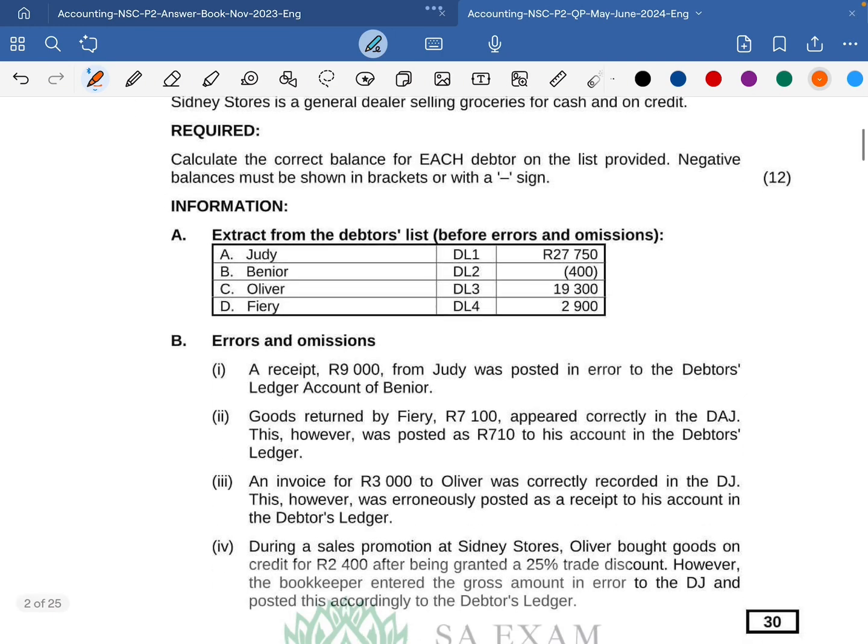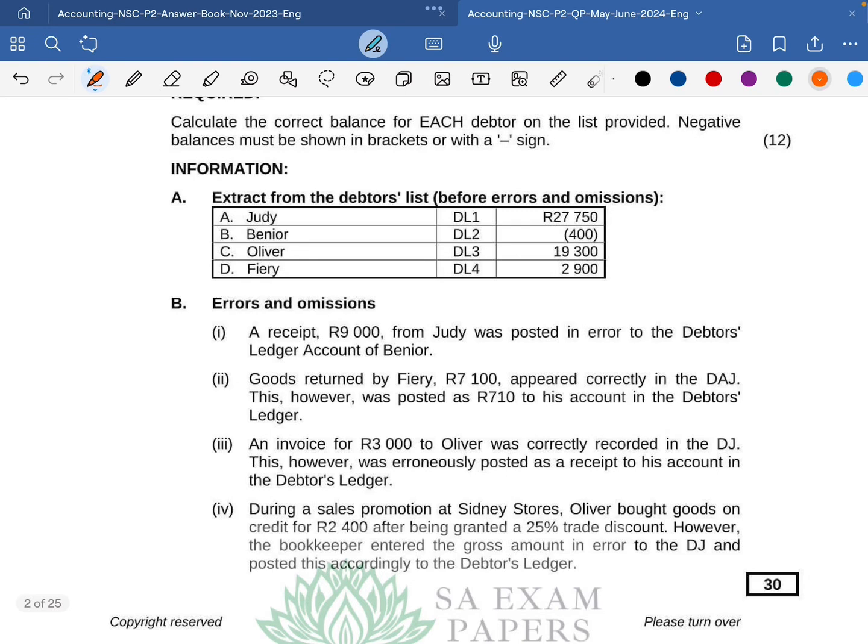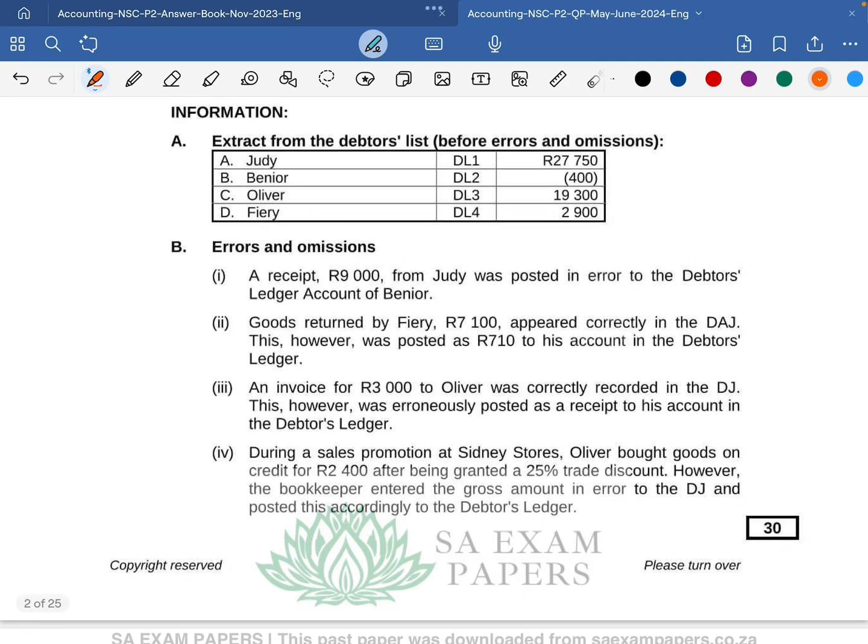Okay, so information A, we're given the extract from the debtors list before errors and omissions. We're given Judy, Benyo, Oliver, and then we're given Fury on D. So we are given the balances next to their names there, and then with B, we're going to look at Roman figure 1 first. Roman figure 1 says a receipt of 9,000 from Judy was posted in error to the debtor's ledger account of Benyo.